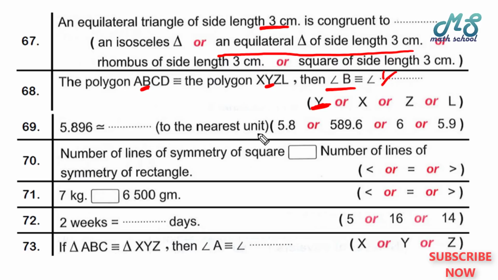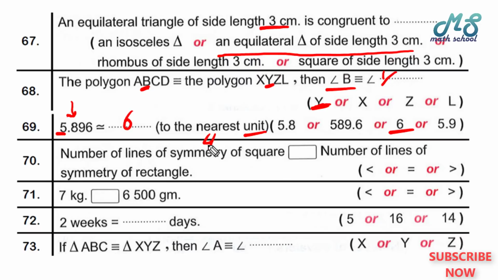5.896 approximately equals what, to the nearest unit? To the nearest unit, your eye is on the tenths place, which is the 8, and underline the 5, which is the ones place. 8 is greater than 5, so just add 1 to 5 to make it 6. So it approximately equals 6.